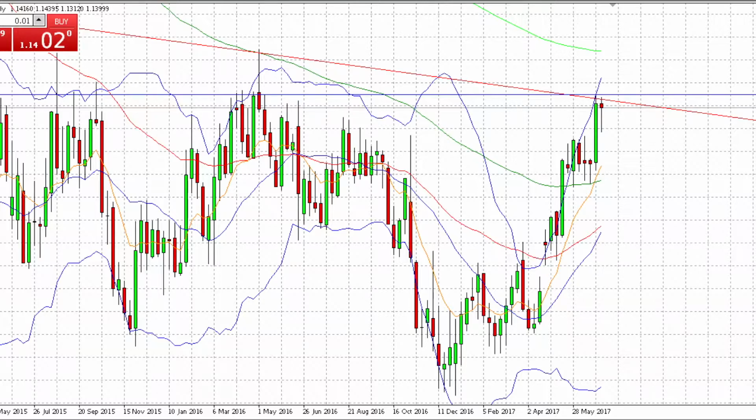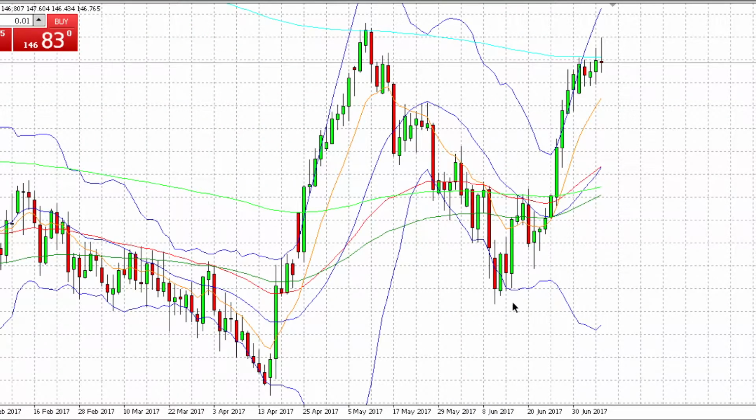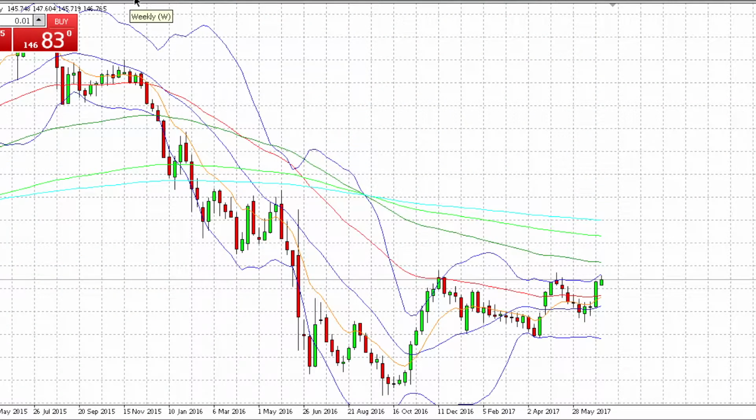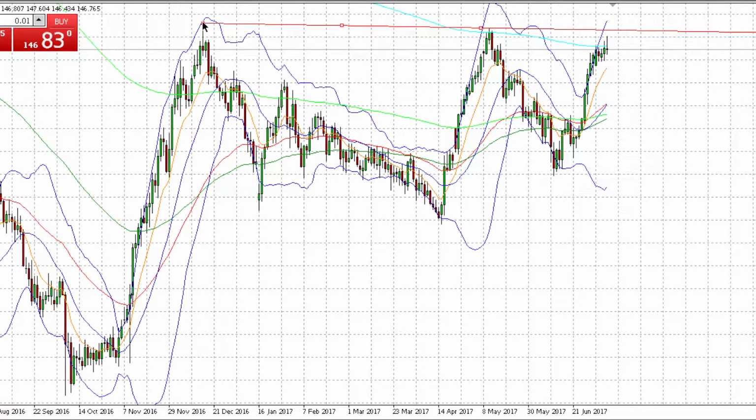So the next pair I want to focus on is the British pound yen pair. As you can see at the weekly time frame, at the weekly and daily time frame, you can see that the price is already somehow at a resistance area, and the price did move up very strong in the last days and also the last 2 weeks. So what I expect next is that the price will go down for a retracement.